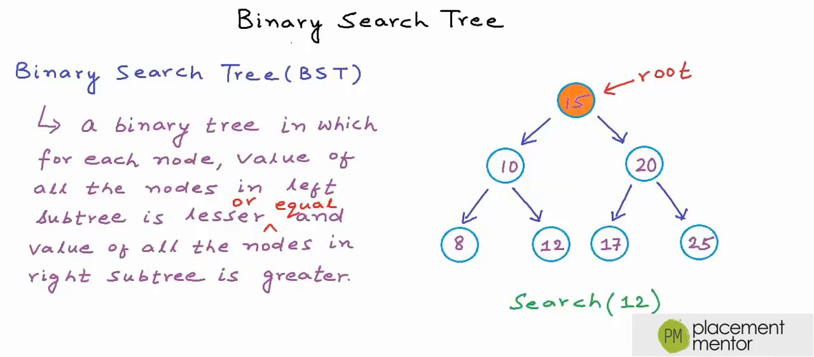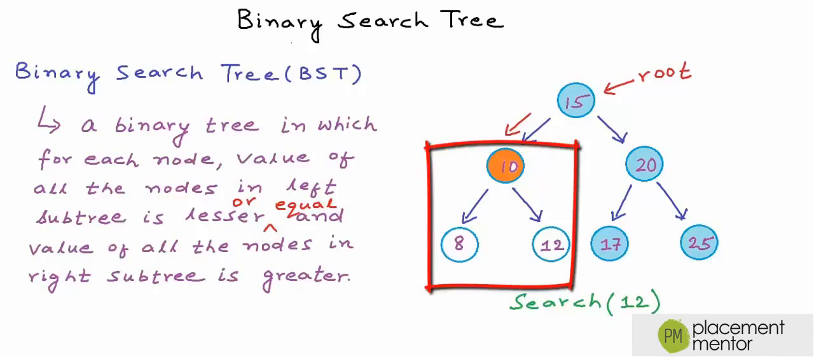Now we'll go and look at the left child of the node with value 15. We know that the number 12 that we are looking for can exist in this subtree only, and anything apart from this subtree is discarded.